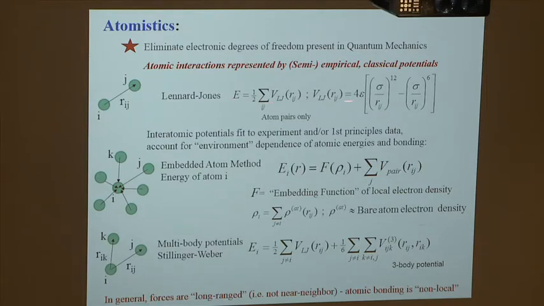These are usually a little bit too simple. It's recognized that quantum mechanics is important, and so there are other methods that say the energy of a given atom depends on both a pair interaction like this and a function that depends on all the other surrounding atoms and how their electron density contributes to the energy at this point.